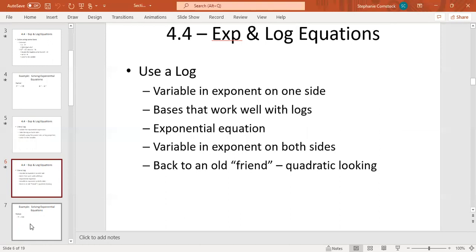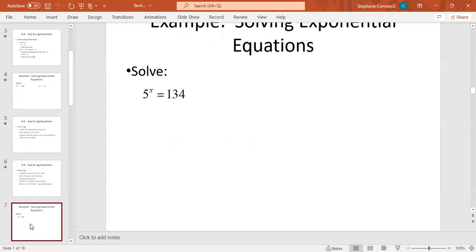Bases that work well with logs, so things where common log or natural log will come in nice and handy. We'll talk about solving an exponential equation, which is where you need to do a few steps maybe before you get to the point where it looks kind of like what we've been doing. And then in the next video, I'll do one of these variable exponents on both sides and this quadratic looking one. So I'm going to split this up into a couple of videos. So first one that we've got, kind of to get us going.